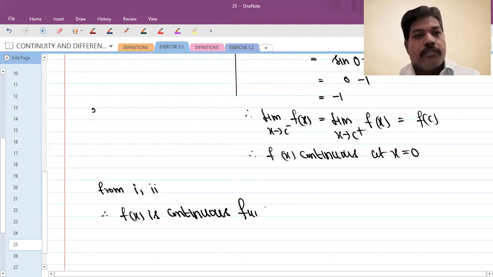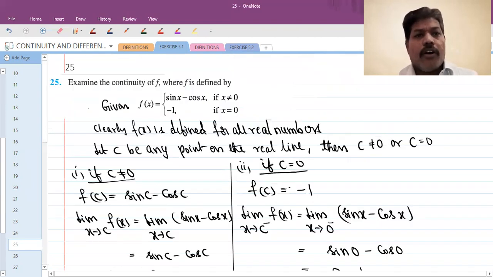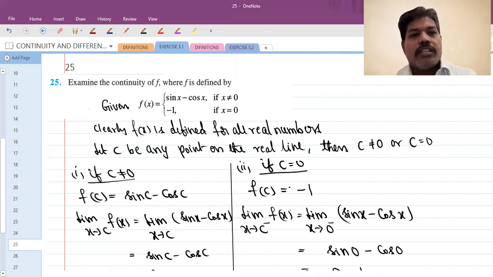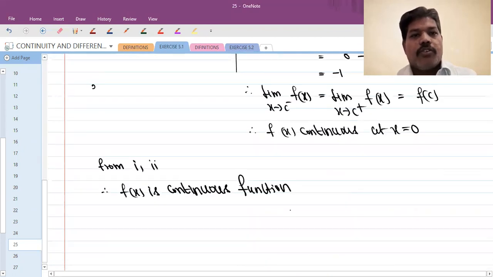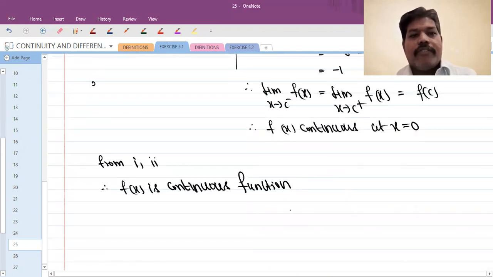Understand, students? For all the functions, we are taking c as any point on the real line that is in the domain. So what are the cases that arise? c not equal to 0 and c equal to 0. In both the cases, the function is continuous, and from 1 and 2, at the end, we can conclude that f of x is a continuous function. So see that question, students, and practice this question.